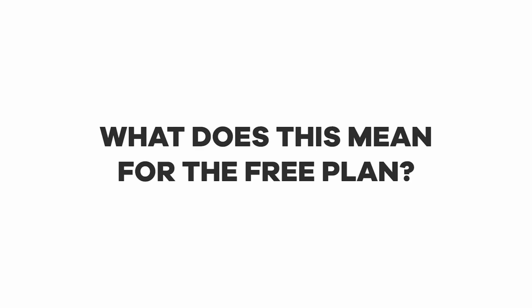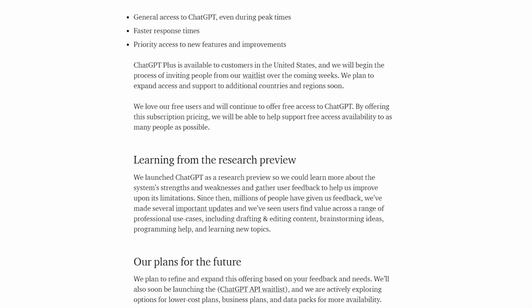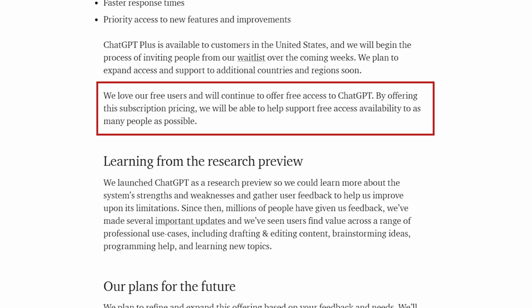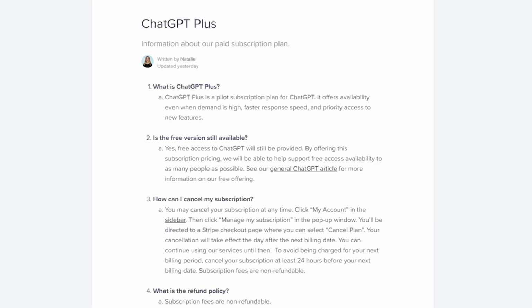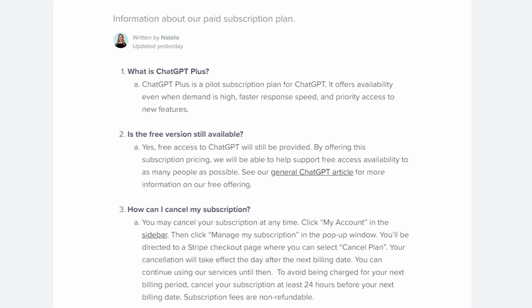So what exactly does ChatGPT Plus mean for the free plan? Well, according to OpenAI, the free plan is still going to be offered. They're not getting rid of that. So if you're not wanting to pay the $20 per month for ChatGPT Plus, well, you don't have to. You can still use the free plan and it will still hopefully work. It will hopefully work for you. Now, OpenAI states on its frequently asked questions about ChatGPT Plus that by offering this subscription pricing, we will be able to support free access availability to as many people as possible.